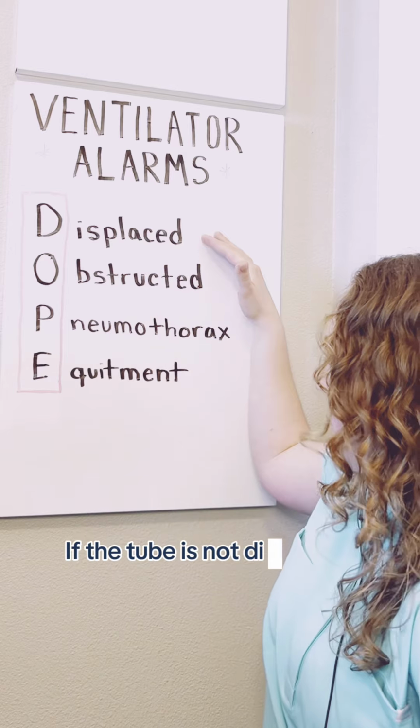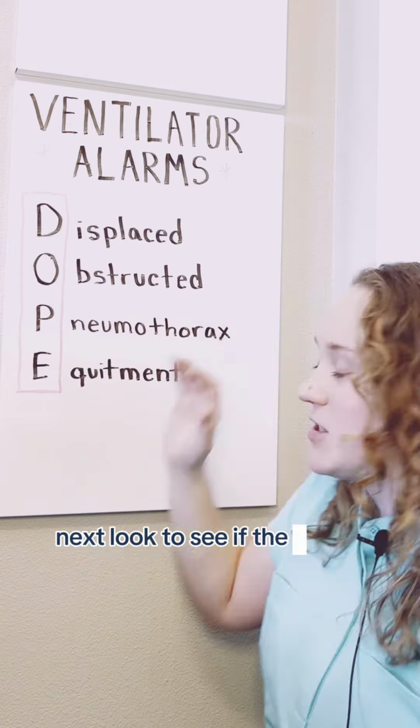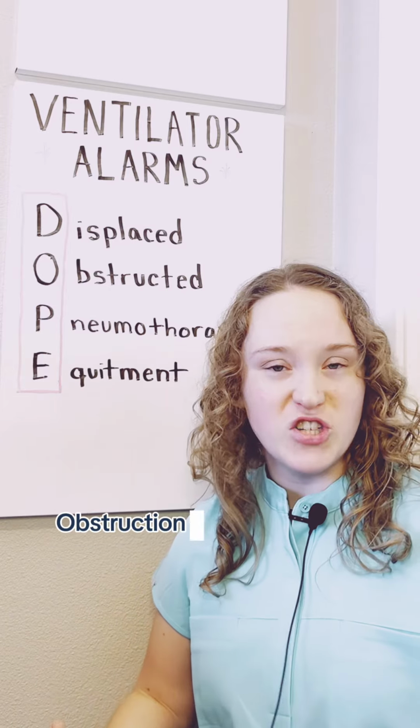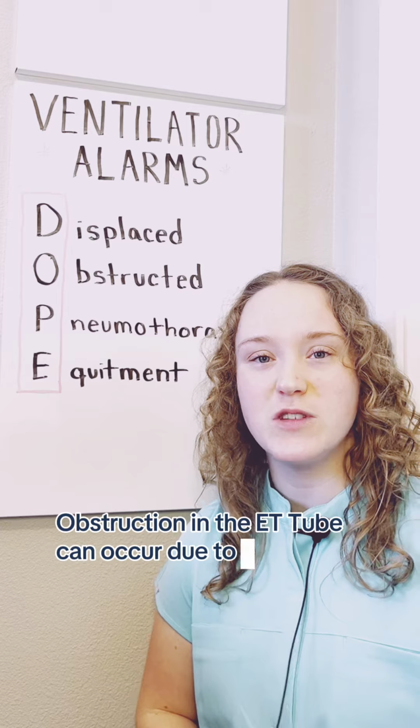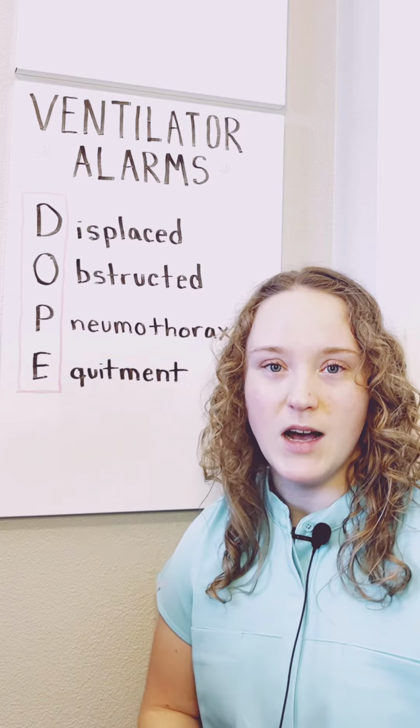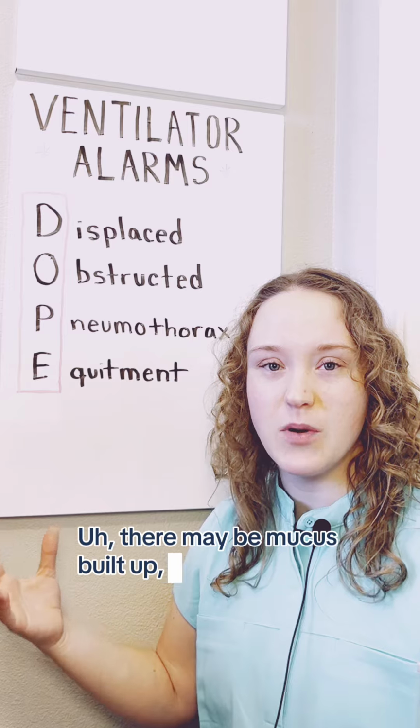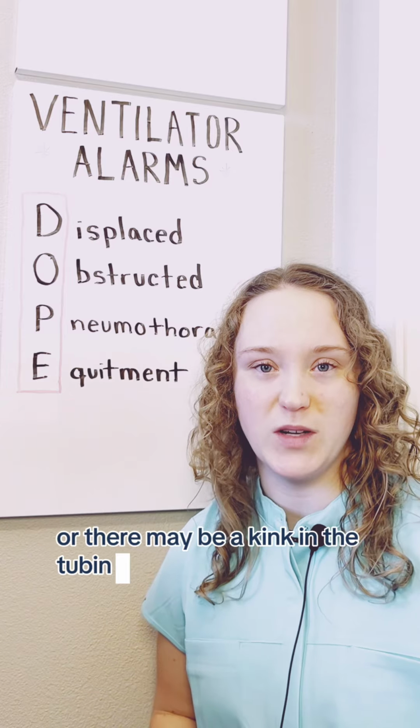If the tube is not displaced, next, look to see if the tube is obstructed. Obstruction in the ET tube can occur due to the patient biting on the tube. There may be mucus built up, or there may be a kink in the tubing.